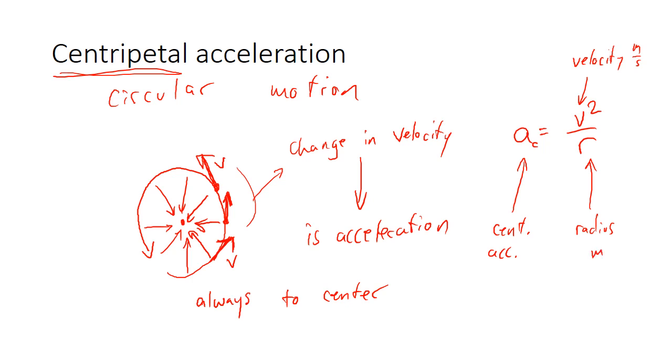Now you'll have meters squared over seconds squared divided by meters, and that gives you meters per second squared. So if you're worried, the units do line up with this because they have to. So hopefully that makes it a little easier for you.